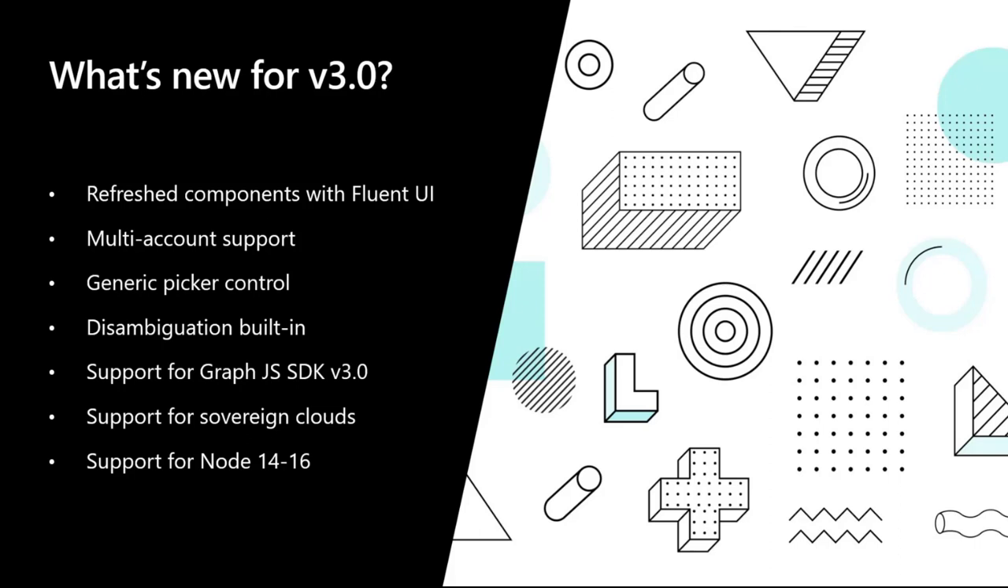SPFx solutions. We're now going to support the Graph JavaScript SDK V3, with a vision on our side to also support V4 in the future, not for now, but for later. We're also going to bring support for our sovereign clouds. So you will be able to use the Graph Toolkit natively in any of the community tenants, community cloud, if you're doing the DoD one, and in the cloud in China. So any sovereign clouds will now be fully supported thanks to the toolkit.